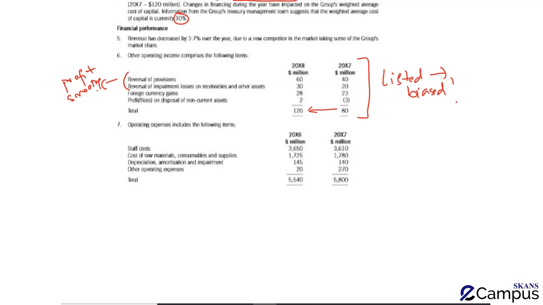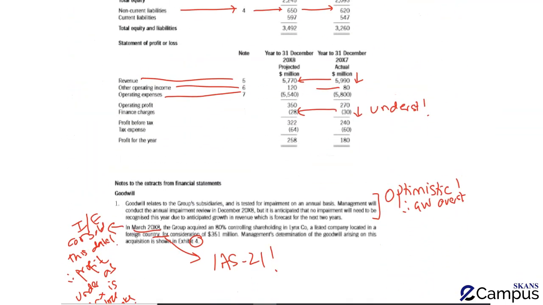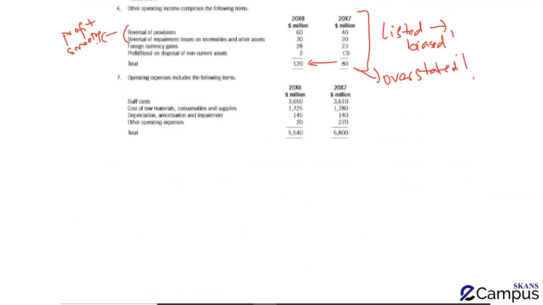So again, the reversals going up could have been done to boost profits. So maybe this is not a genuine reversal, and therefore your other income could be overstated. So revenue has gone down. I couldn't really manipulate that because a new competitor came in. So forget revenue, I'll just manipulate the other income. If I now go on to other operating expenses, that was note number 7, 5,800 gone down to 5,540.